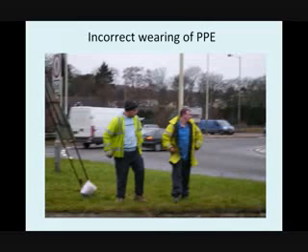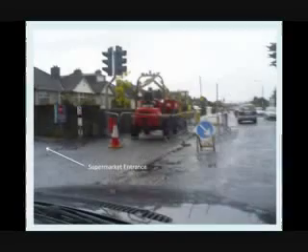EN 471, which is the European standard for high visibility clothing, clearly states within that document that two reflective bands must be around your torso at all times when wearing high visibility clothing. Obviously, in undoing your jacket, those two reflective bands are no longer the complete way around your torso. So that's below the minimum standard expected when wearing that equipment.